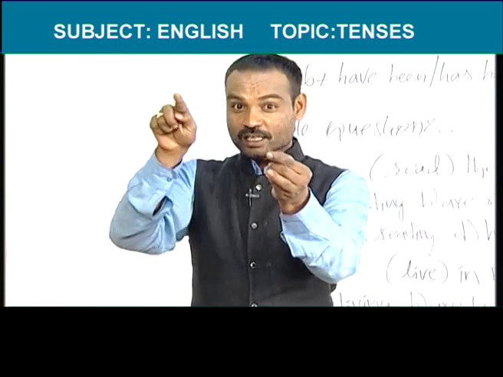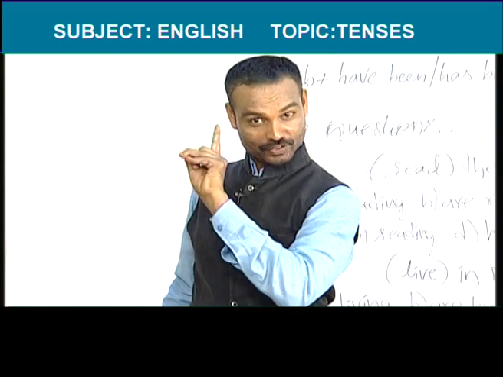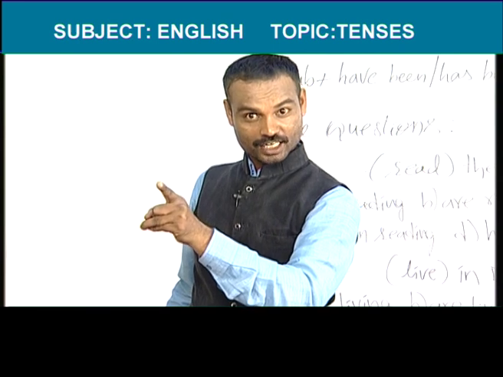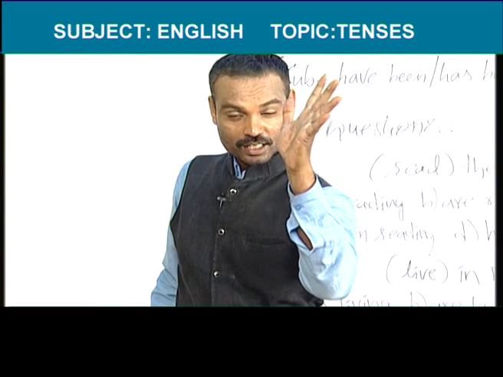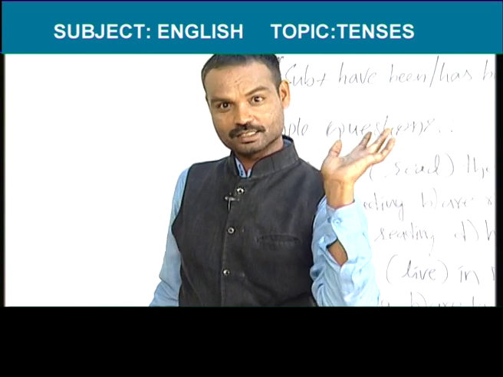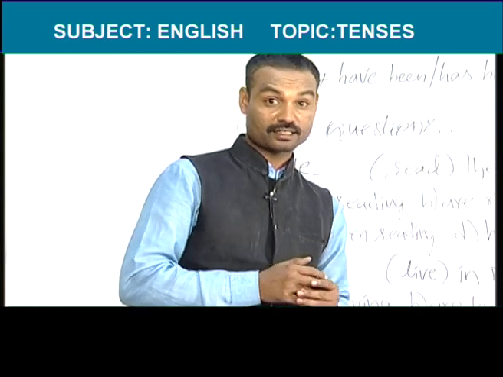You are not taking coffee with Kajal now. It is called a negative sentence. Are you taking coffee with Kajal now? It's an interrogative sentence. Aren't you taking coffee with Kajal now? It is called a negative interrogative sentence. So like this, 4 types of sentences are there, like other tenses.